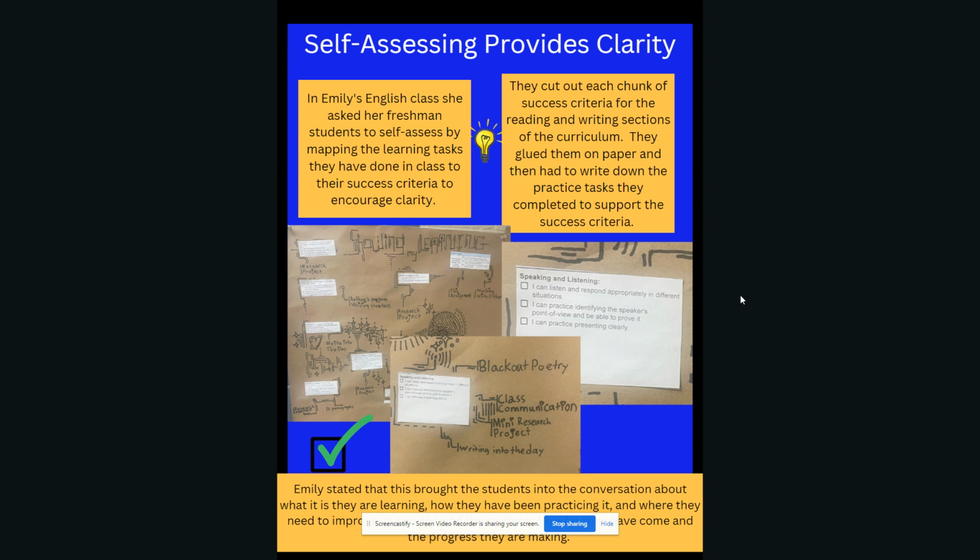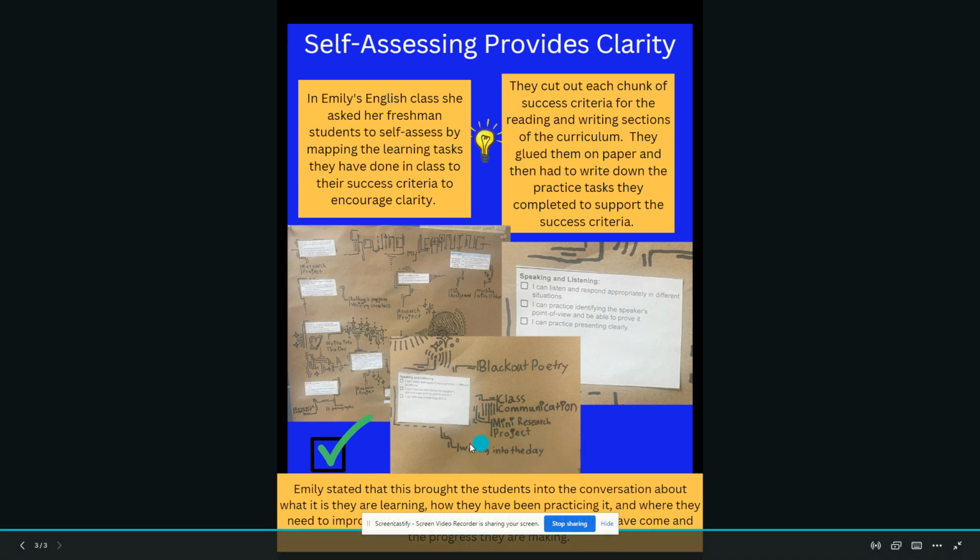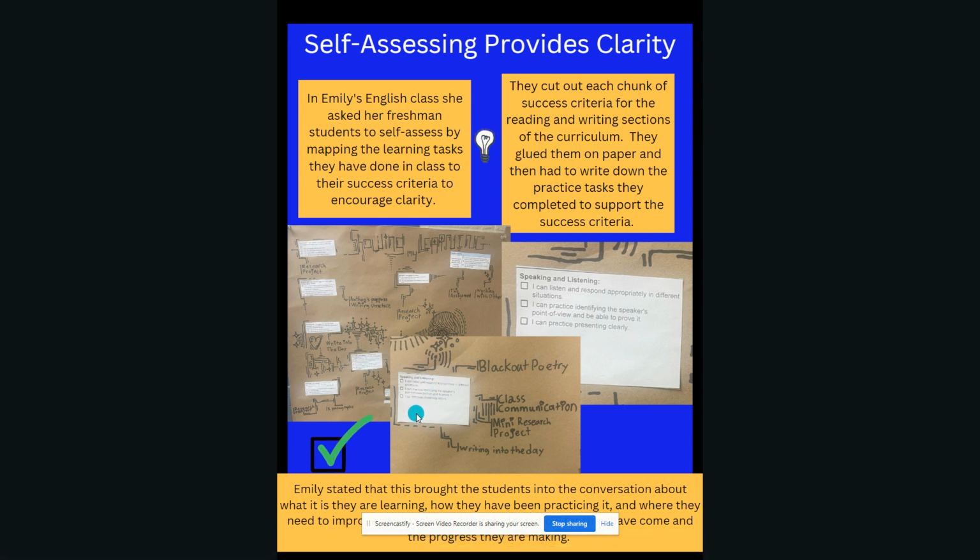So they cut out each chunk of success criteria. As you can see here, here's an example of speaking and listening I can statements. And then they had to write down what task or what practice tasks they had to do to complete or practice these specific success criteria. Emily stated that this brought her students into the conversation about what it is they are learning and how they've been practicing it and where they need to improve. It also showed her students how far they have come and the progress they are making.